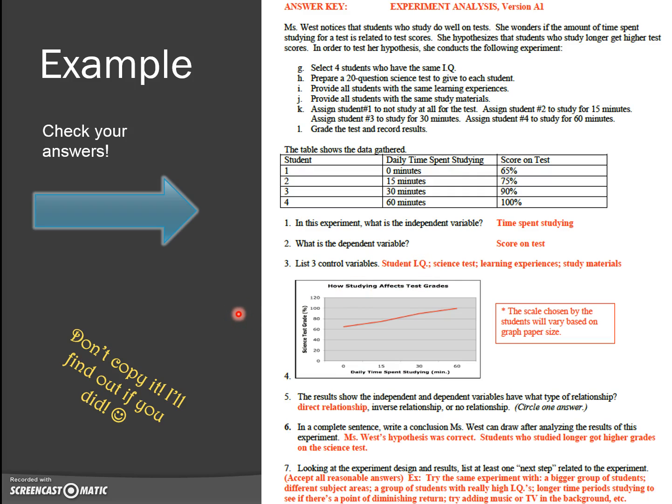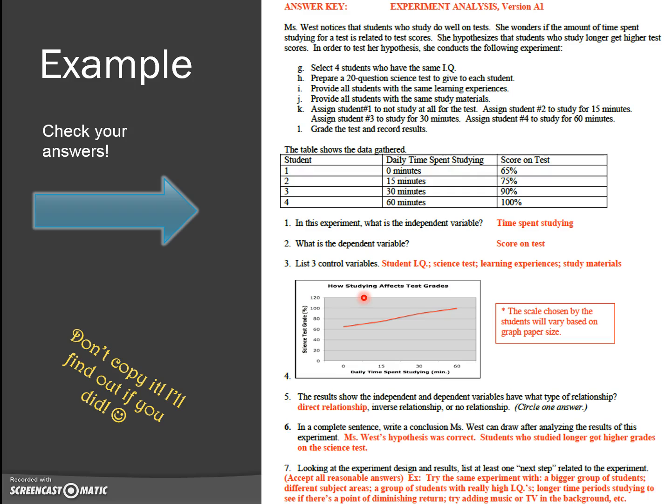Alright, and then you need to list 3 control variables, which could be student IQ, test, learning experiments, study materials, things like that. For number 4, you needed to actually graph it. The scale chosen by the student will vary, so it really doesn't have to be by 20s. You could have done it by 10s and things like that, but it would have been all the way up here.